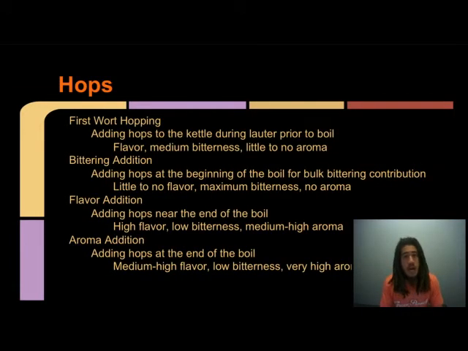So here are some of the hop additions that are common. First is first wort hopping. First wort hopping is when you add hops pre-boil while you're lautering, so adding hops to the kettle during lauter prior to the boil. You're going to get flavor, medium bitterness, and little to no aroma.